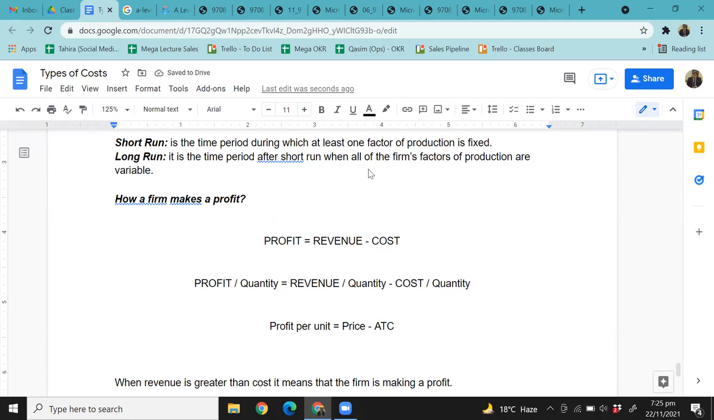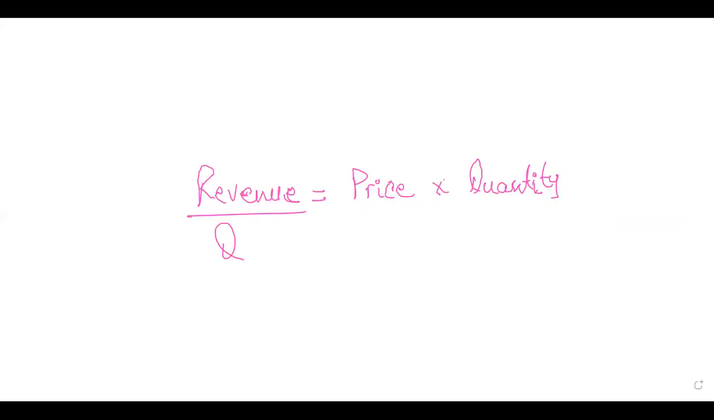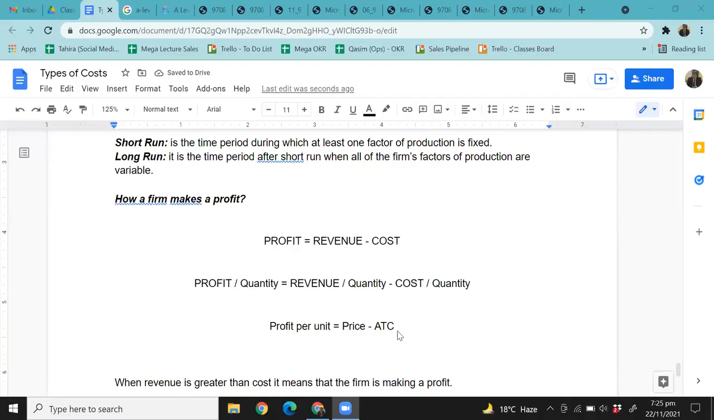So average total cost, because when you divide the total cost by the quantity, obviously it will give you the ATC, right? Average total cost. ATC. Is it making sense? Right? Average total cost. Okay. Now coming back over here.